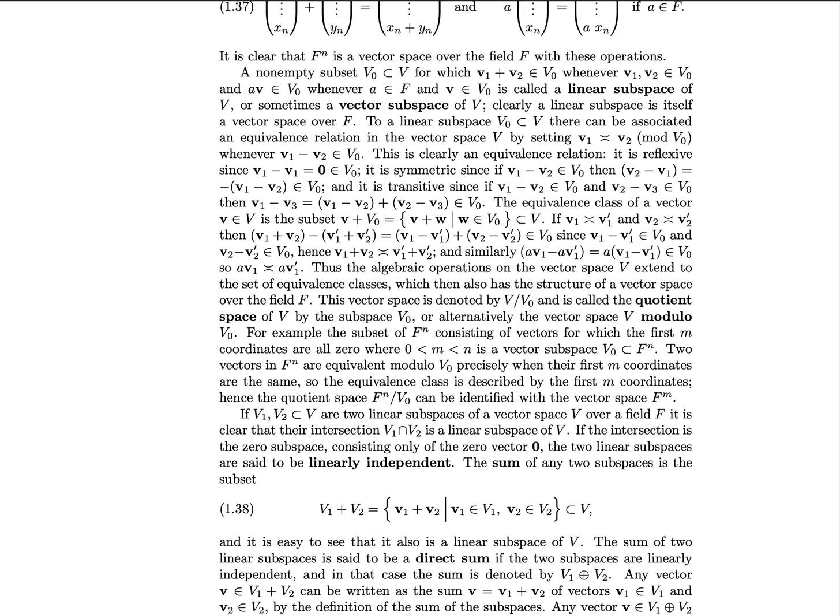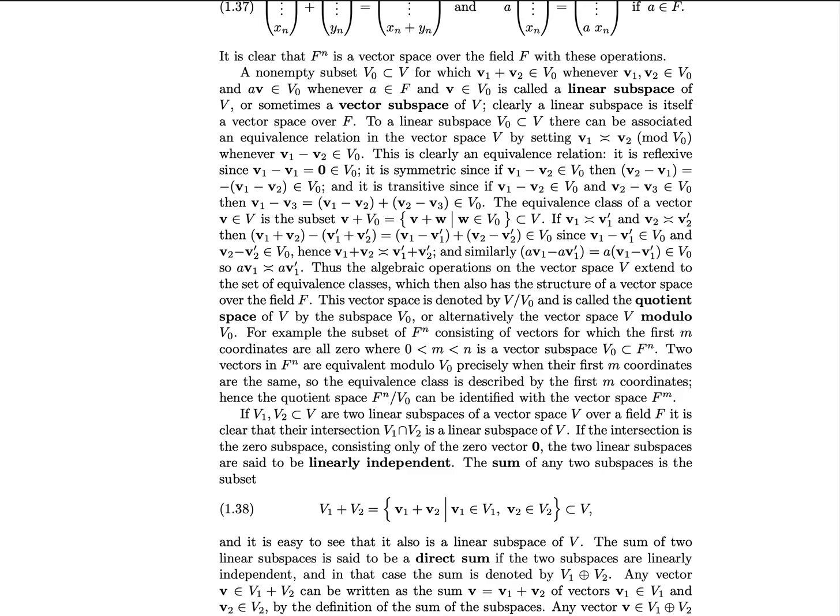This is an equivalence relation because it satisfies reflexivity. That is, V1 minus V1 is the zero vector, which is in the subspace. It's symmetric since if V1 minus V2 is in the subspace, then V2 minus V1, which is the negative of V1 minus V2, is also in the subspace since the subspace is closed under scalar multiplication. And it's transitive since if V1 minus V2 is in V0 and V2 minus V3 is in V0, then V1 minus V3, which is V1 minus V2 plus V2 minus V3, is in V0.